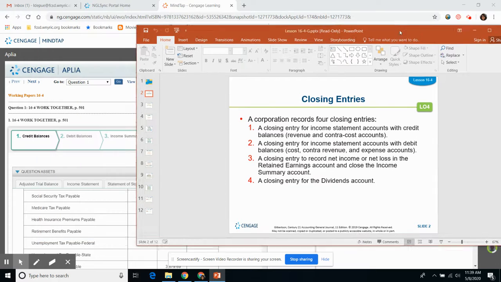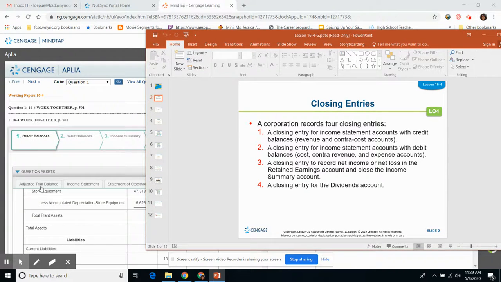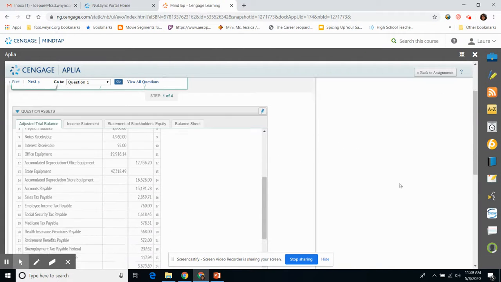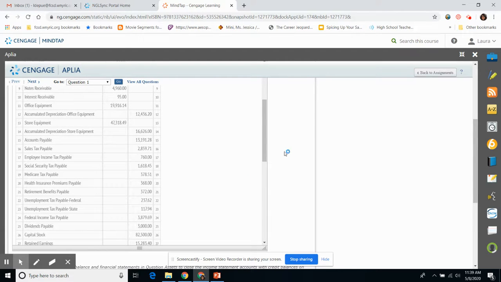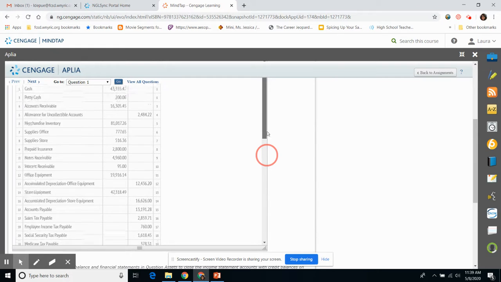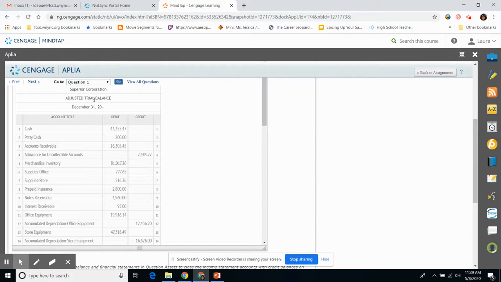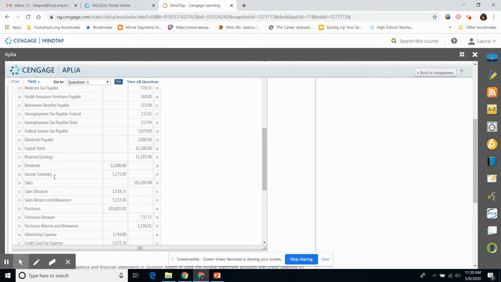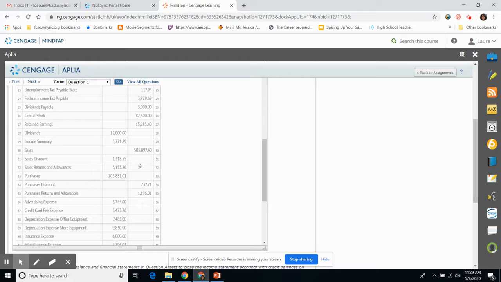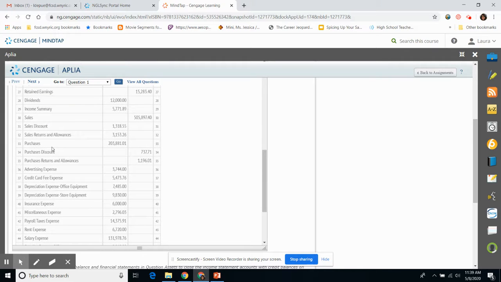So anything in our adjusted trial balance, that I'll show you in our APLIA problem, that has a credit balance on the income statement. If you recall doing this, I don't know how many chapters ago, this is our debit and credit adjusted trial balance, and anything below the account of income summary is considered the income statement accounts. So basically it's anything to do with sales, with purchases, and with all of the expenses. So this is kind of that magic line, the income summary. So anything below that is our income statement accounts.